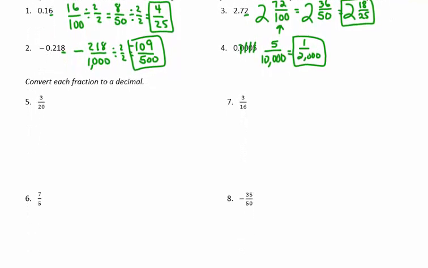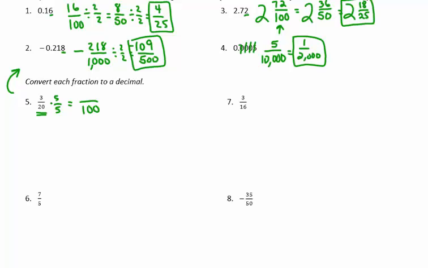Convert each fraction to a decimal. There's 2 ways to do this. We can try and get in the denominator's place an equivalent fraction that has a 10, a 100, a 1,000, because then I can use what I did above here in reverse. So one way is if I multiply these by 5, and I chose 5 because 20 times 5 gives me 100.